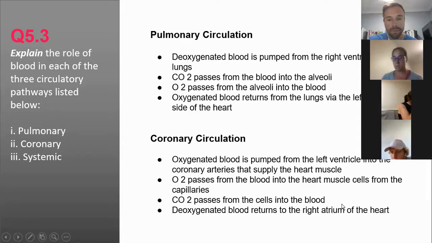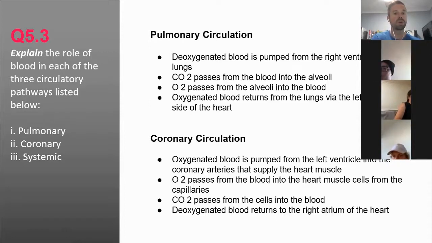Deoxygenated blood returns back to the right side of the heart. So now the blood has no oxygen and it's got to get back to the right side of the heart. So that's what we call coronary circulation. That's circulation to the heart itself.